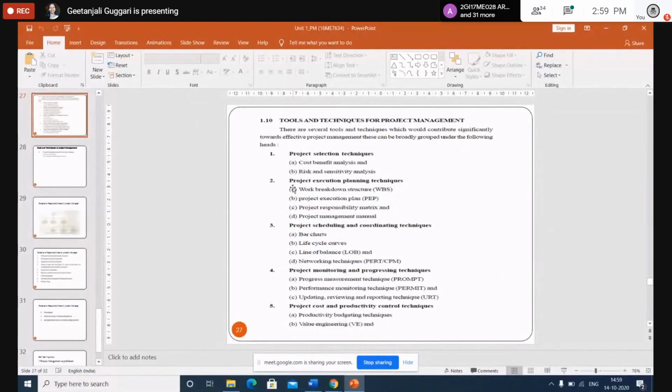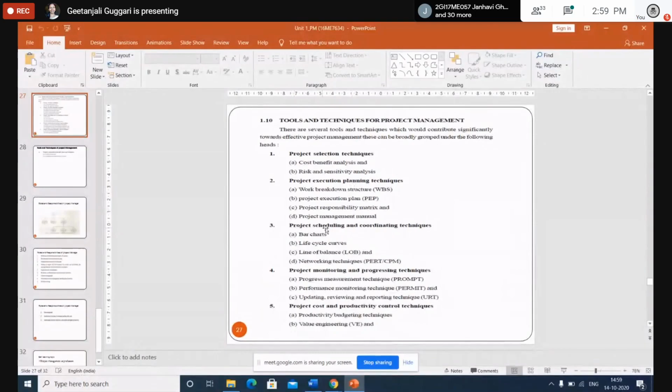For the second, project execution. For project execution, which techniques do you have? Work breakdown structure, project execution plan, project responsibility matrix, and the project management manual. So these are the different techniques used for project execution. So that much only you should write.